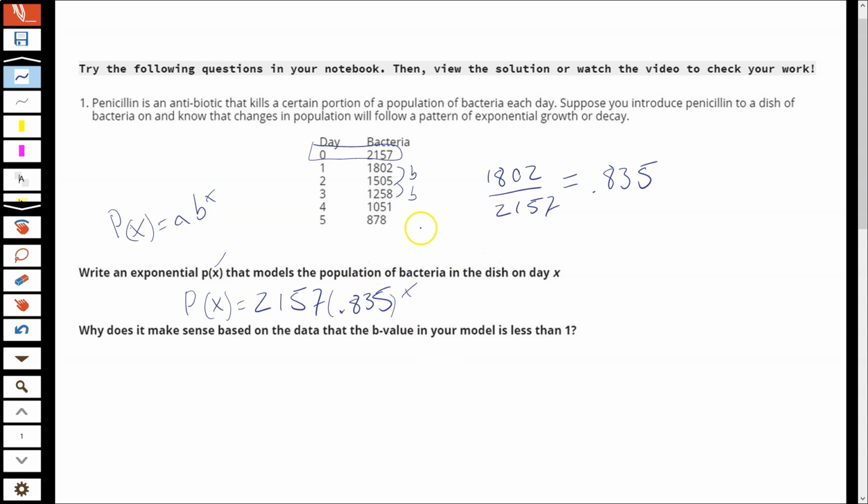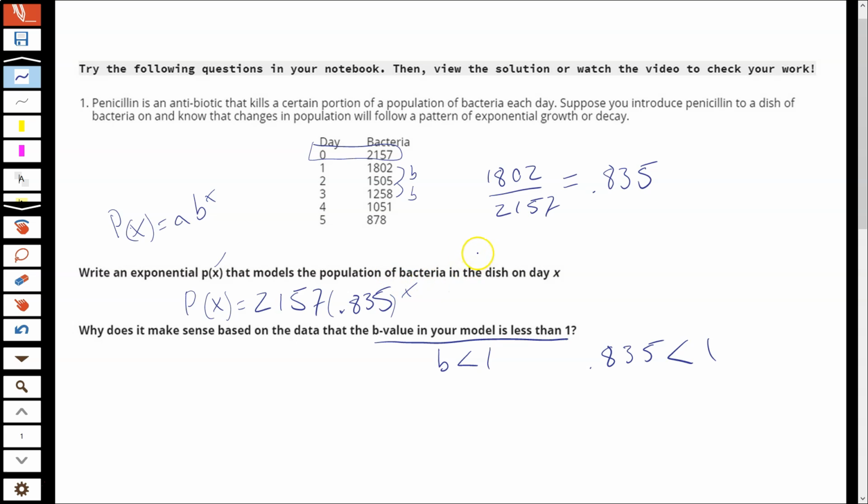If I wanted to know what the population would be on day 30, I could put 30 in for X and punch this into my calculator and figure out how many bacteria would be left in 30 days. And then the question is, why does it make sense based on the data that my B value is less than 1? Let's make sure our B value is less than 1 first of all. So 0.835 is definitely less than 1, right?